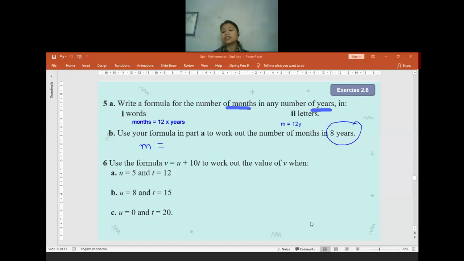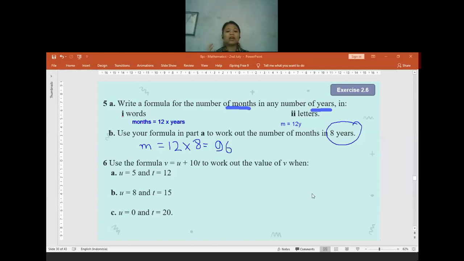For the 8 years, this 12 is times 8. So it will be how many, Nathan? 12 times 8. How many will it be? Wake up, count it. It will be equal to 96.